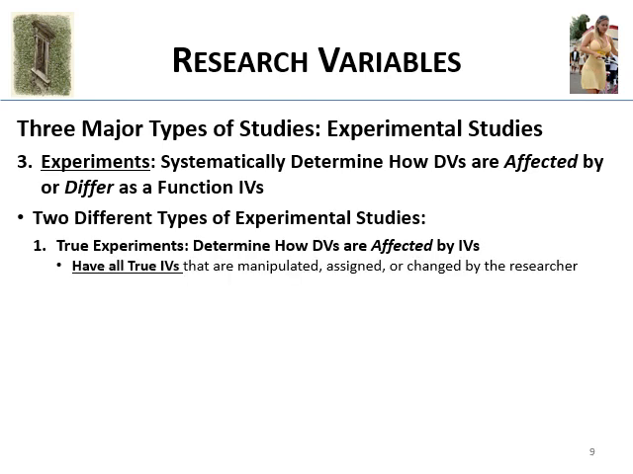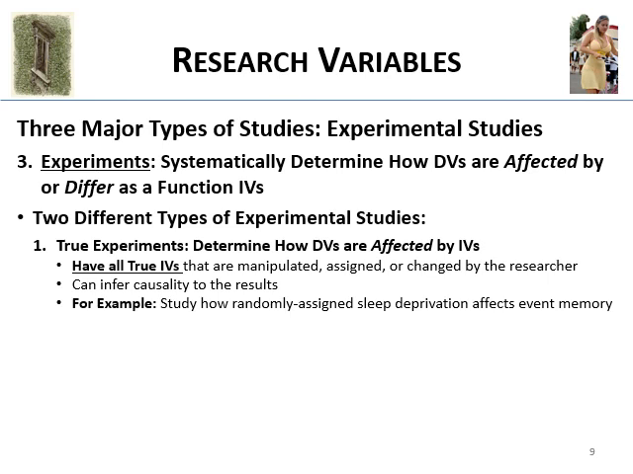All true experiments have all true independent variables. That is, independent variables that are manipulated, assigned, or changed by the researcher. That's what makes a true experiment. You can infer causality in true experiments. That is, you can say if you see changes in the DV, they were caused by the independent variable.